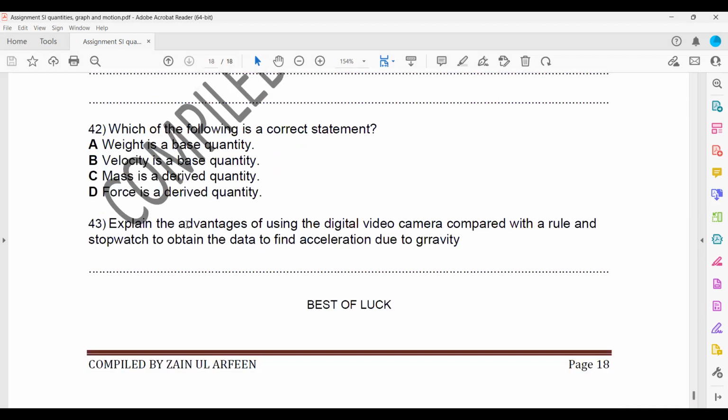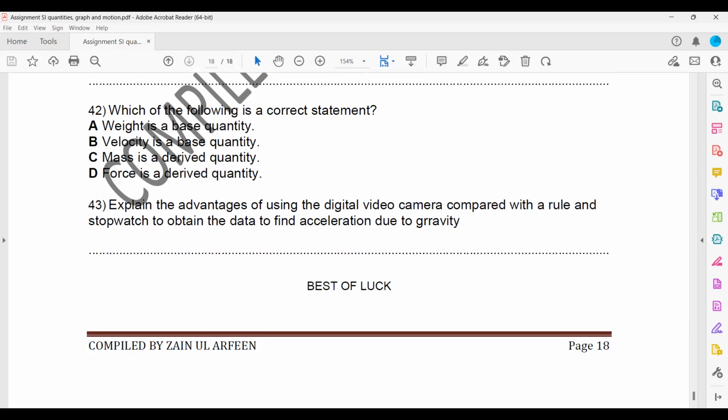Then the last question is also similar. Explain the advantages of using a digital video camera compared with a rule and stopwatch to obtain the data to find acceleration due to gravity. You had better memorize these parts. Whenever you are using a video camera, there is no reaction time, first thing. Second thing, it can be paused or played back anytime. We can take more readings in a given time, reduce the uncertainty, and allow the values to be checked.